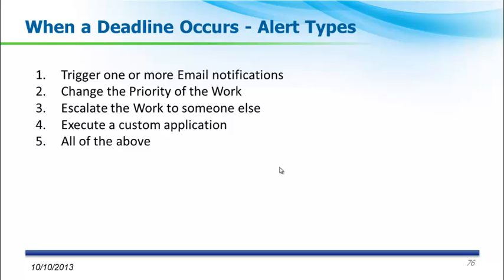We could execute a custom application. Maybe there's some other action that you want BizFlow to take. You want it to send out a page, you want it to execute some other application logic somewhere else to perform some other type of function, and or all of the above. So you can actually set a single activity and deadline to have many or all of these types of alerts occur.